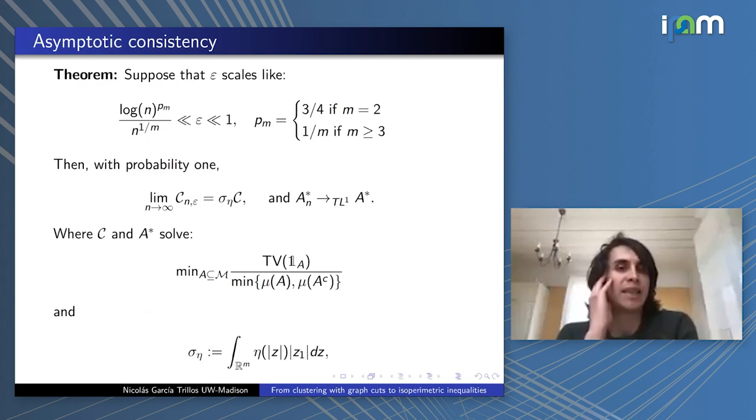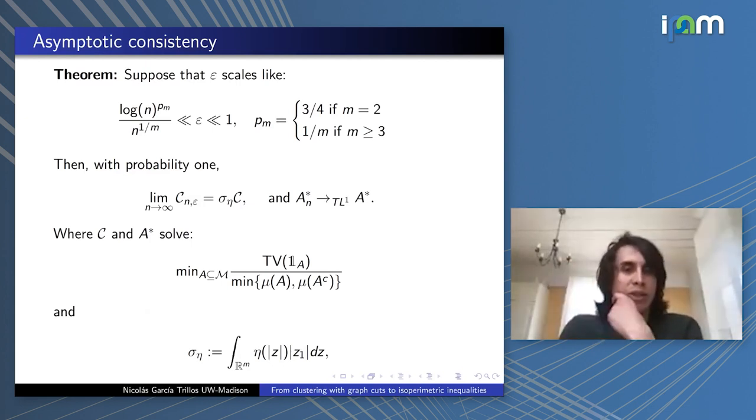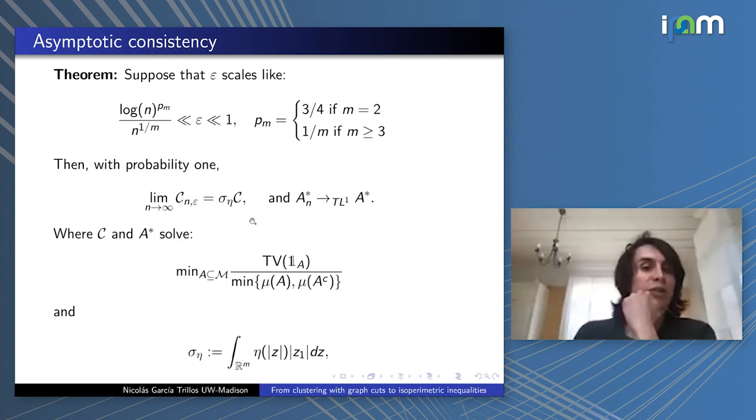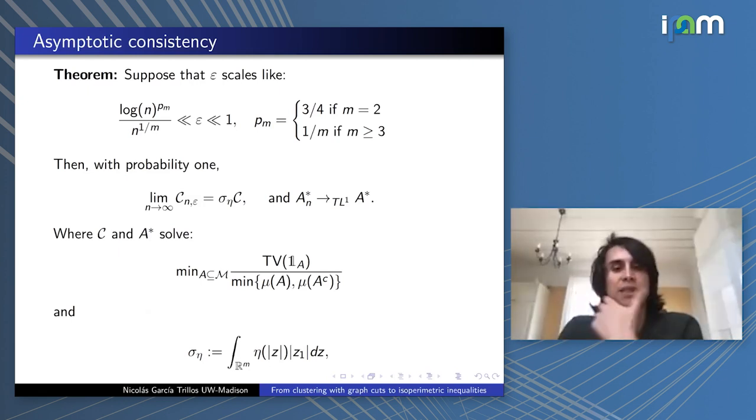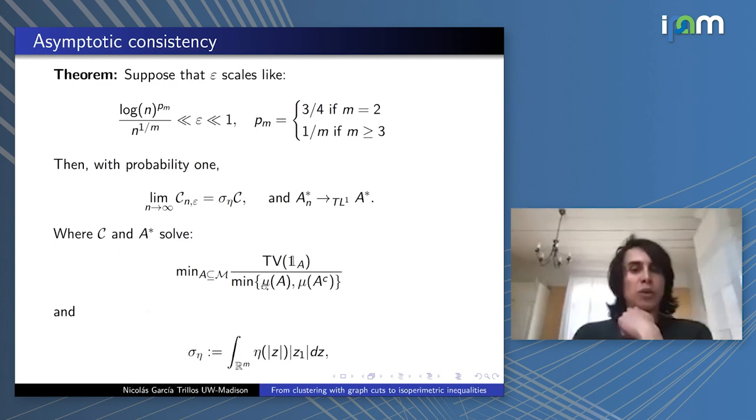Okay, so in this case, I'm basically telling you that if the connectivity of the graph goes to zero, but not too fast, then indeed with probability 1, what we did in the works that I showed you earlier is precisely to show that we can recover the Cheeger constant of the manifold in the limit. Now, what is the problem that we're considering in the limit? This one over here. So it's like a TV, the total variation or perimeter, and we have a similar balancing term where mu is the measure that we use to sample the data.